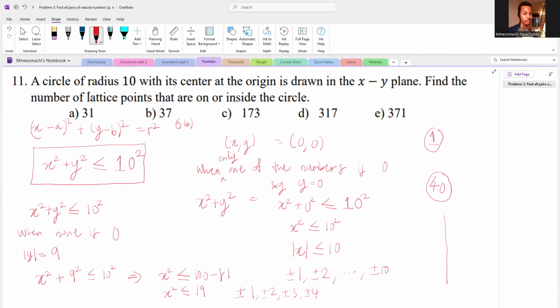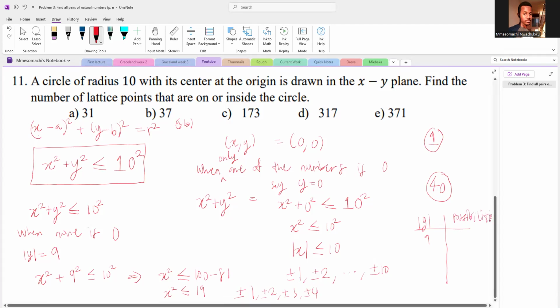Now we see that when y is 9, what's the value of y when it's 9? The number of possibilities.